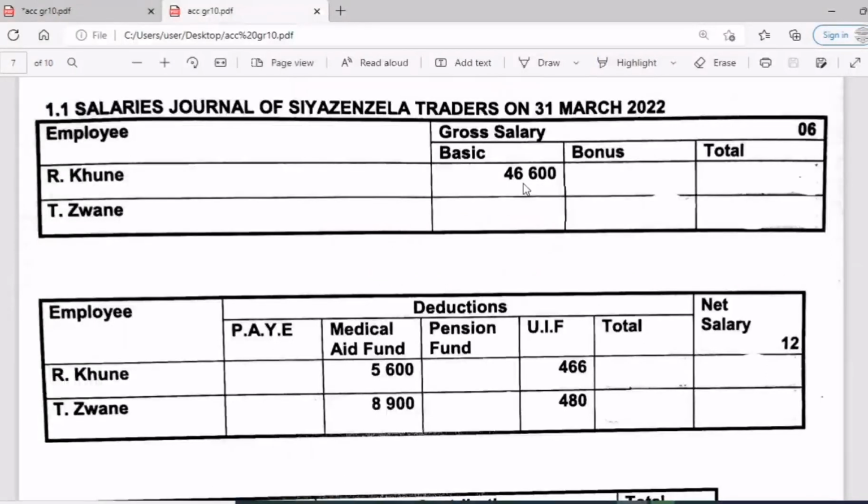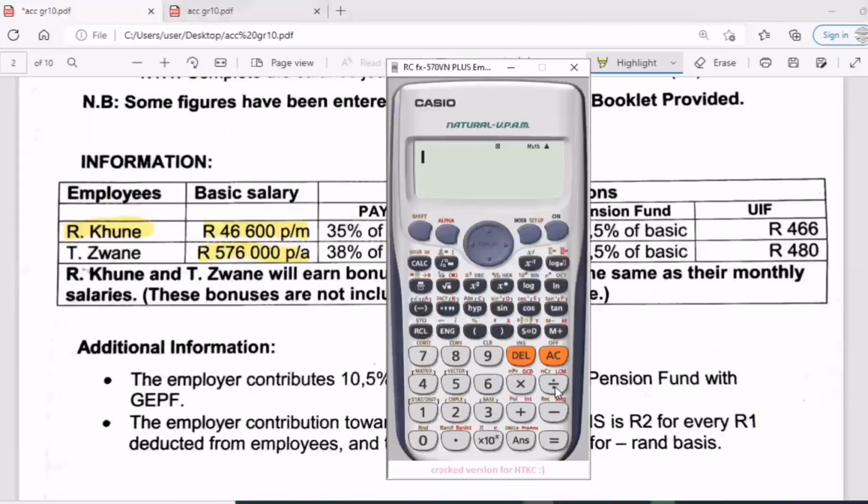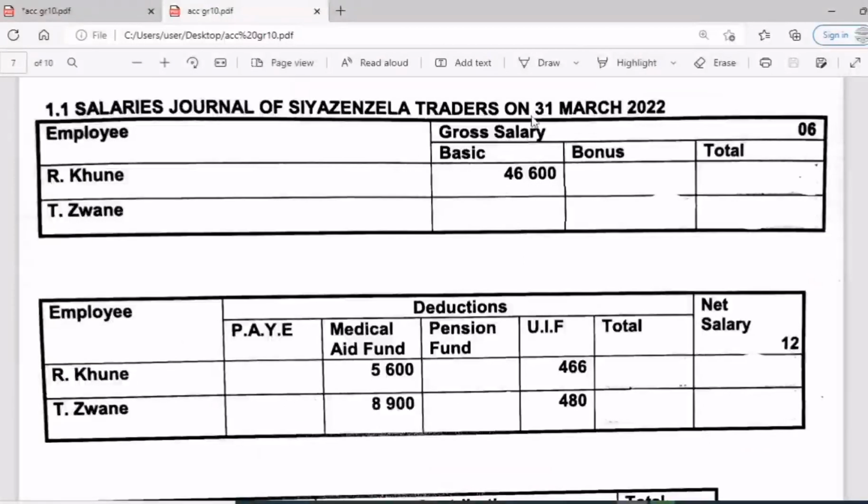So now let us calculate the monthly basic salary for Zwane. We said for Zwane, we're going to take the annual basic salary and divide by 12. The annual basic salary is 576,000. So we divide this by 12 so that we get the monthly basic salary. So his monthly basic salary is 48,000. So we're going to disclose the 48,000 for Zwane.